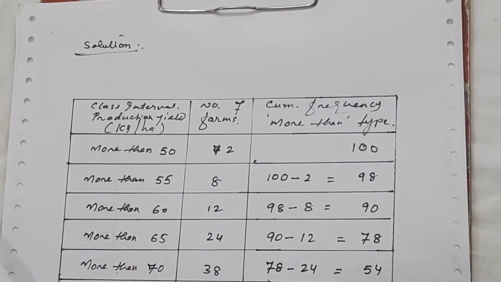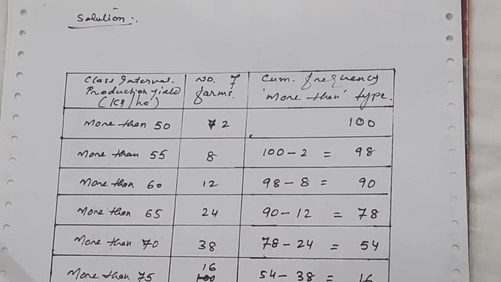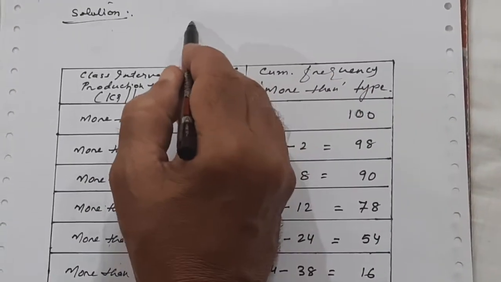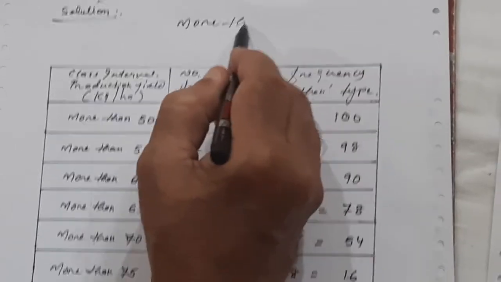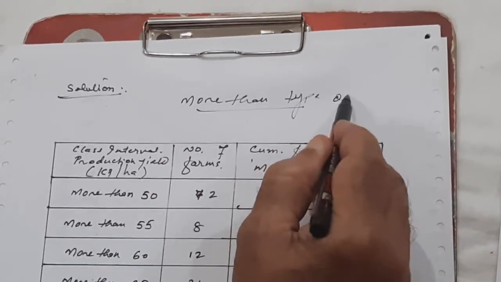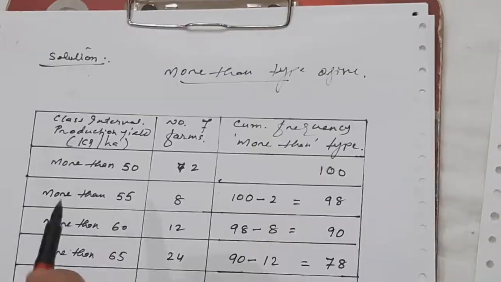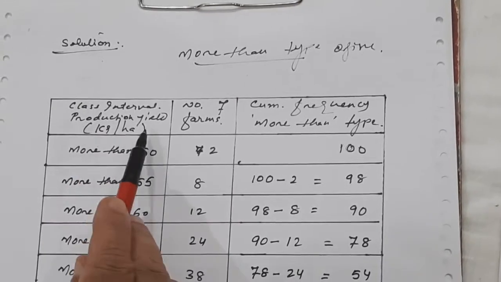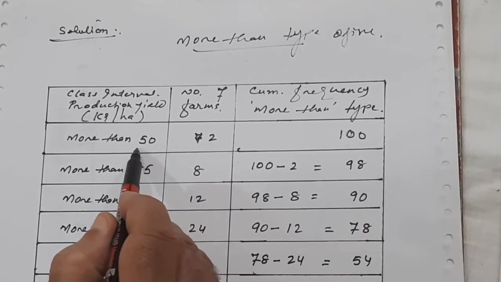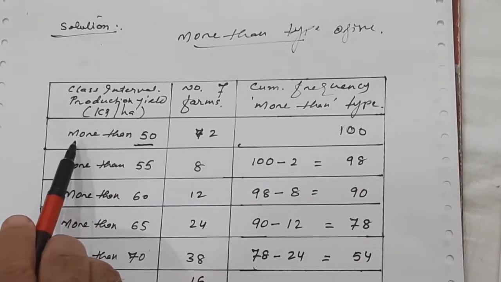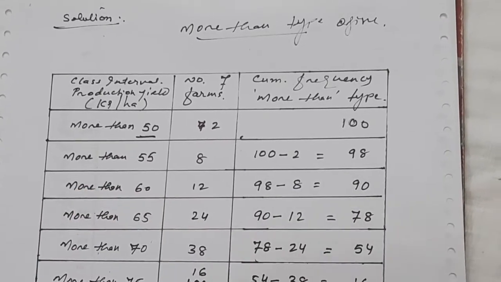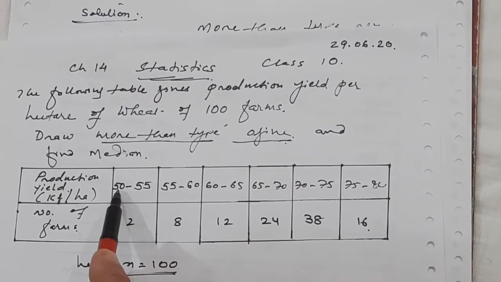Now the solution. We have to draw the table, and as it is more than type ogive, we take the class interval, that is the production yield in kg per hectare. Here we have to take lower limits and write more than. So more than 50, it's the lower limit. So you have to consider lower limits.